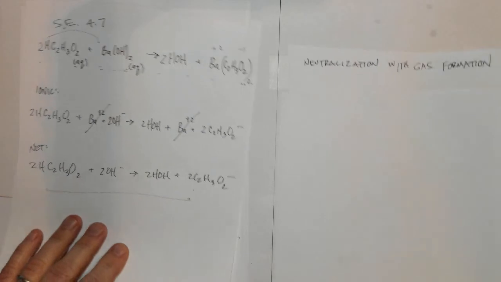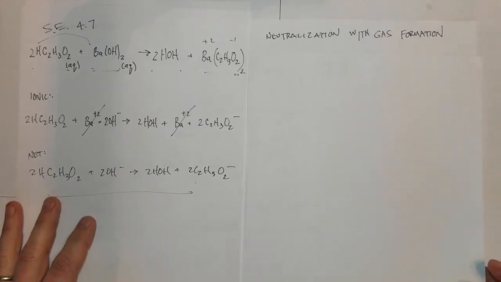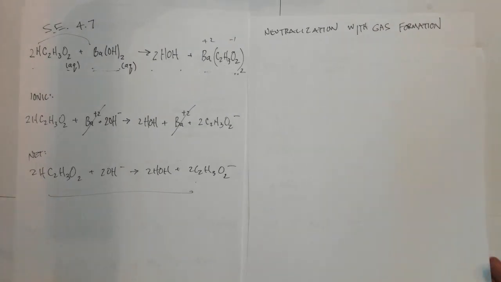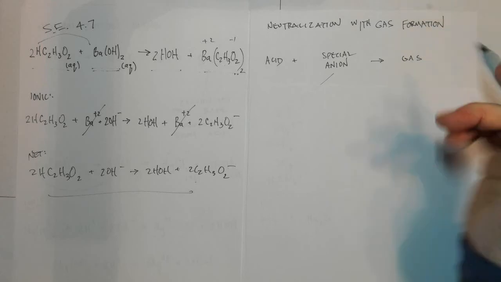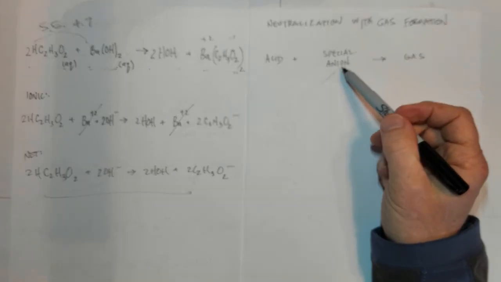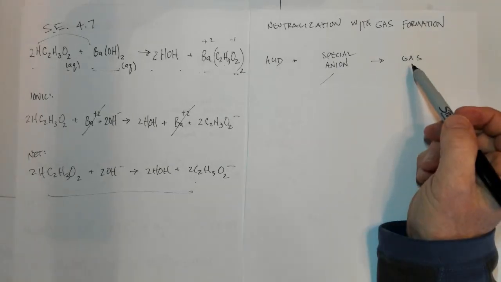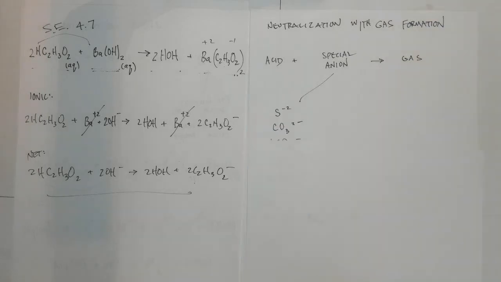Lastly, before we're done, there are a few special neutralization reactions that form gases. This is an acid plus a special anion on some type of salt or base that forms a gas. These special anions are sulfide, carbonate, hydrogen carbonate, also known as bicarbonate, sulfite, and hydrogen sulfite, also known as bisulfite. So here's one example problem.